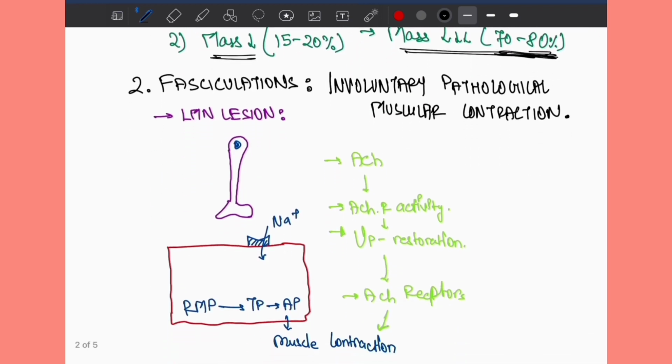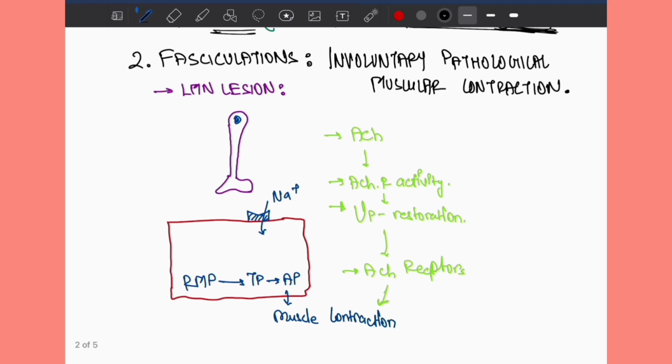Then talking about the fasciculations. What are fasciculations? Fasciculations are involuntary pathological muscular contractions. They occur only in lower motor neuron lesions. So this is a lower motor neuron, and it gets damaged in lower motor neuron lesion, and thus it secretes a neurotransmitter called acetylcholine. It activates the nicotinic receptors and causes the sodium influx.